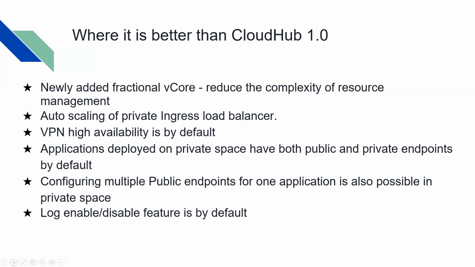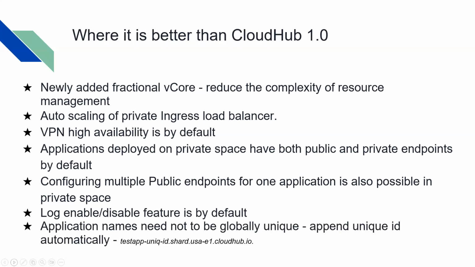And this log enable/disable feature is available by default. In CloudHub 1.0, if you don't want to forward your logs to Anypoint Monitoring, and instead you want to send your logs to some third-party tool like Splunk or ELK, the first thing you need to do is contact MuleSoft support and ask them to enable that feature. Only then can you see an option, a radio box, where you can switch the log on or off. But in CloudHub 2.0, you need not go through that route. It is already available, and you just need to enable or disable it from the console.